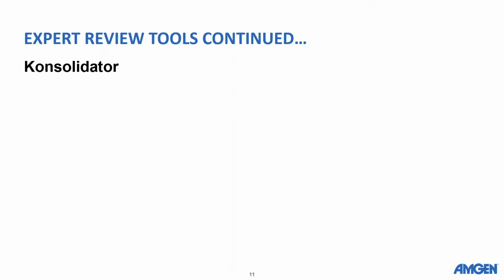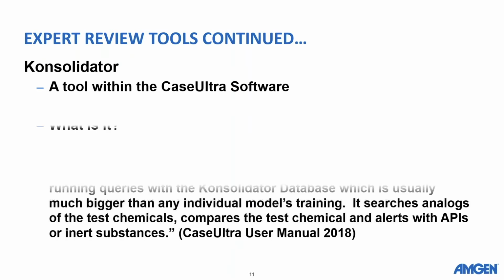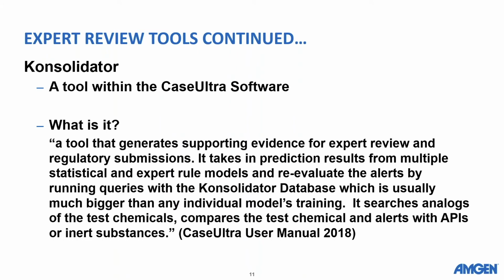Consolidator is a tool within the Case Ultra software, and this tool allows the user to search the Case Ultra database to find structurally similar analogs that could be used for de-risking the test compound. This data set is larger than the individual model data set and also provides literature references for the analogs that are generated. And this typically has available Ames data referenced as well.